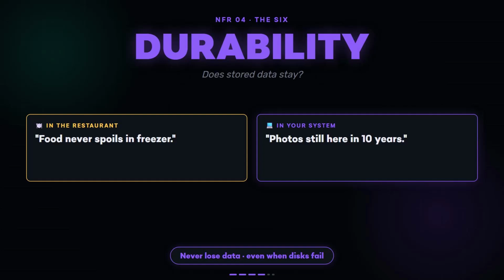In the restaurant, food never spoils in the freezer. In your system, photos uploaded today are still there in 10 years. Durability is about not losing data ever, even when a hard drive fails.